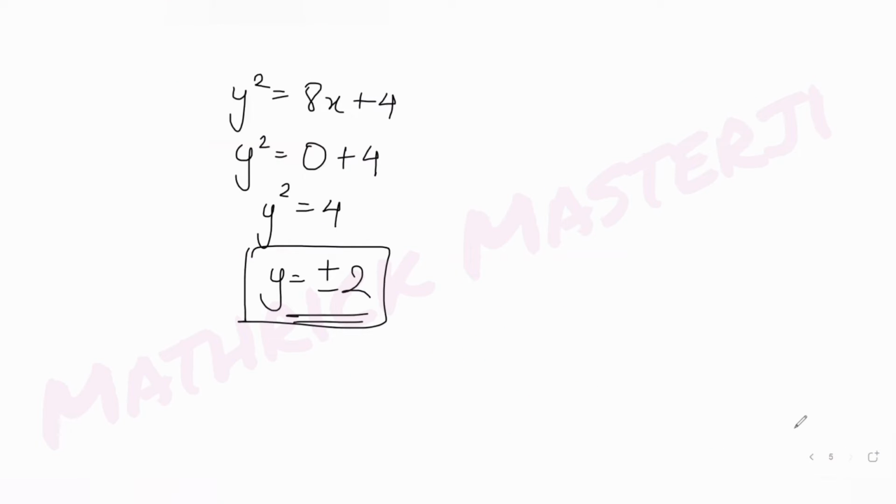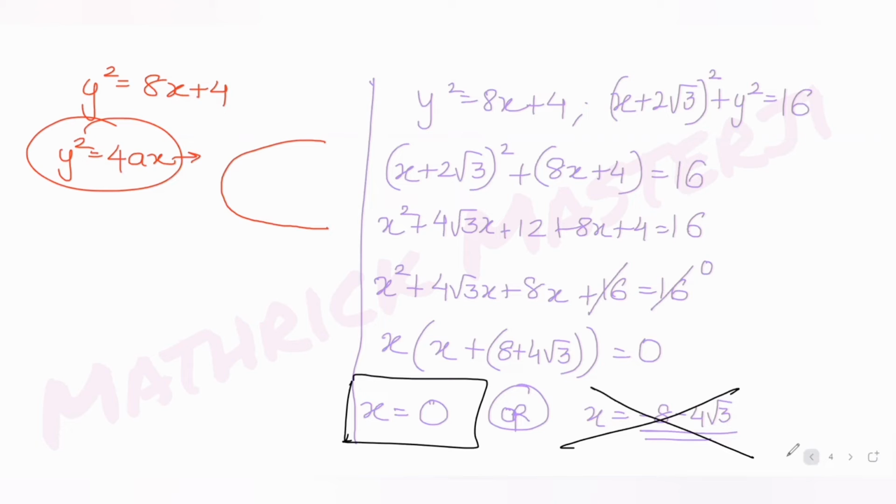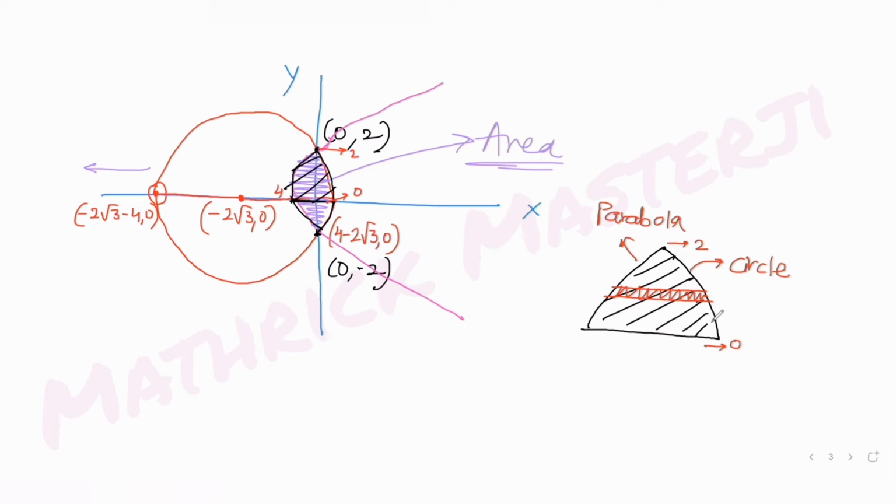So we know that the required area for the region asked is 2 times, because we are finding one part and multiplying it by 2. So it is the integral from y1 to y2 of f of y dy. We are writing our functions in terms of y here. So 2 times the integral, limits from 0 to 2. And x, if I write it as a function of y, is first the circle because it's outside, minus the parabola.